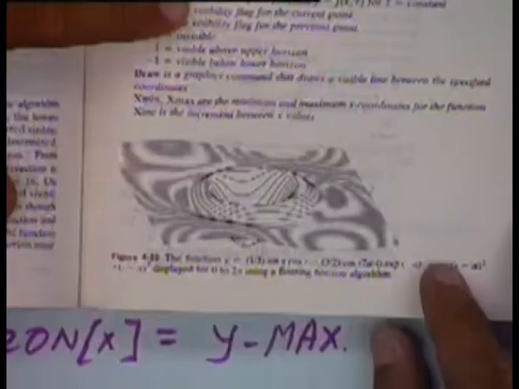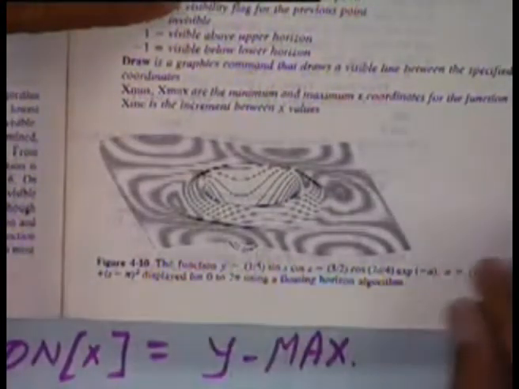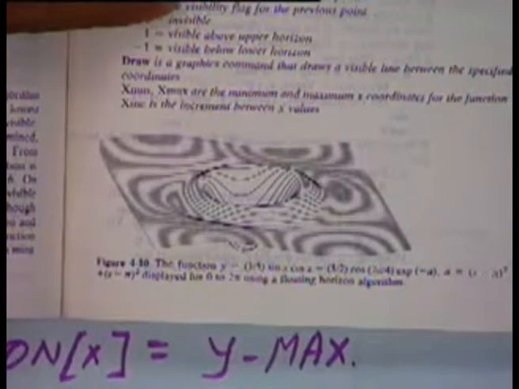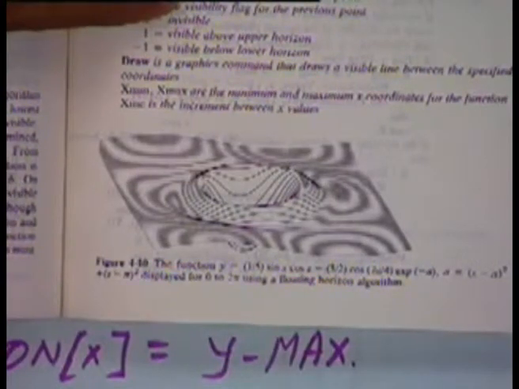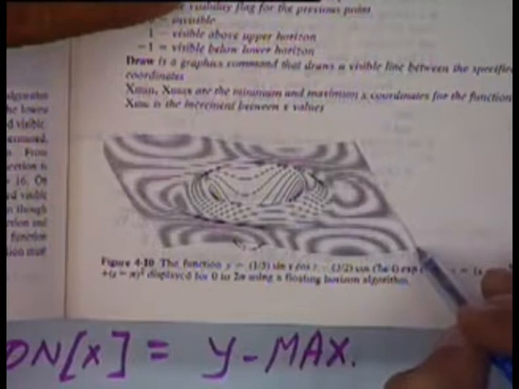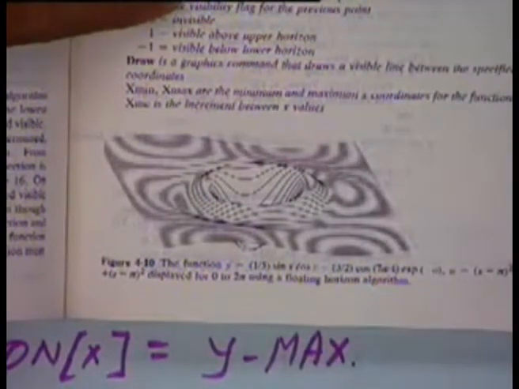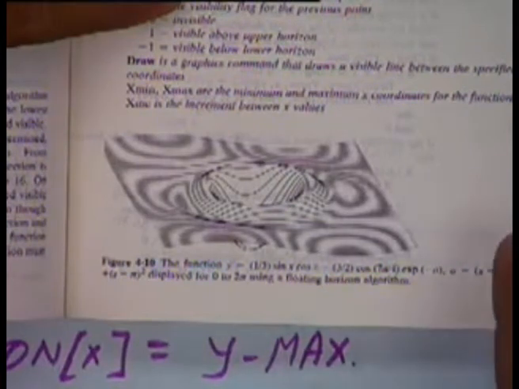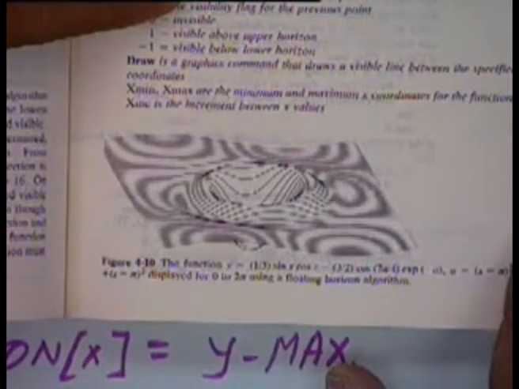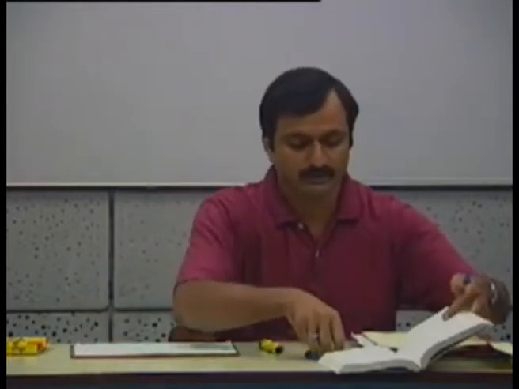Are you able to see this figure? If you look at the first curve that has been drawn, this curve, this is the intersection with the first plane. The second curve that has been drawn is the intersection with the second plane, and so on. So this is the kind of effect you will have. Is that okay? Okay, let's go back to the algorithm. We'll come back to the figure later on.